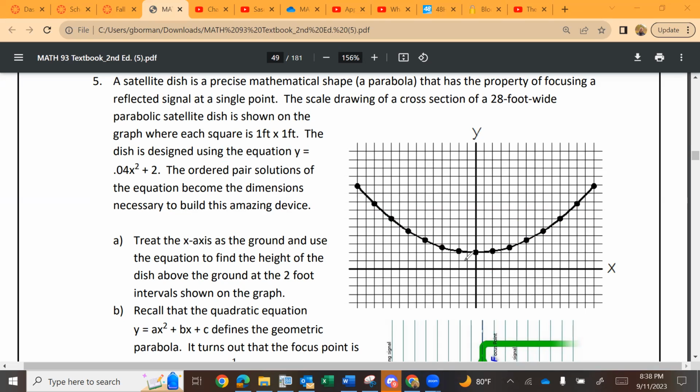You'll notice that horizontally, this point and this point are 2 feet apart. 1 foot, 2 feet. By the same token, this one and this one are 2 feet apart. So horizontally, each consecutive pair of points is 2 feet apart. So treat the x-axis as the ground, and use the equation to find the height of the dish above the ground at each of those.